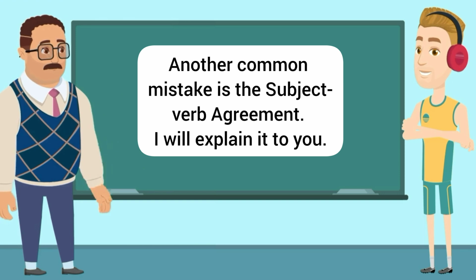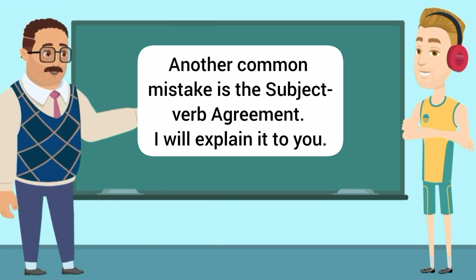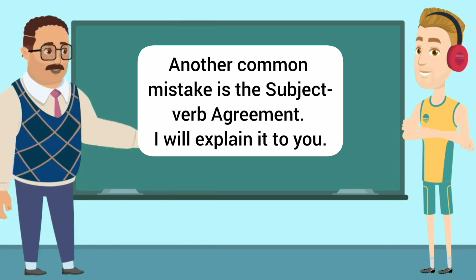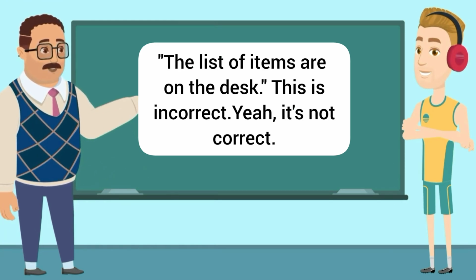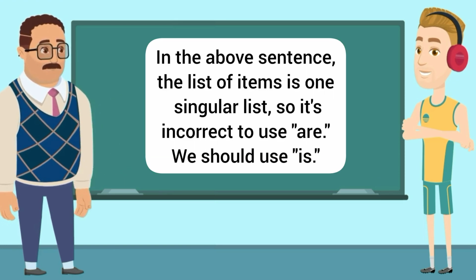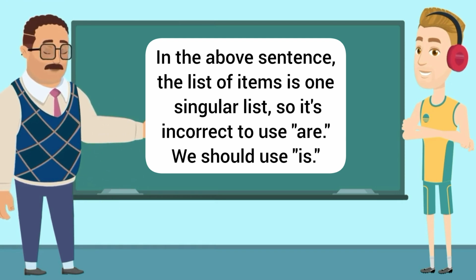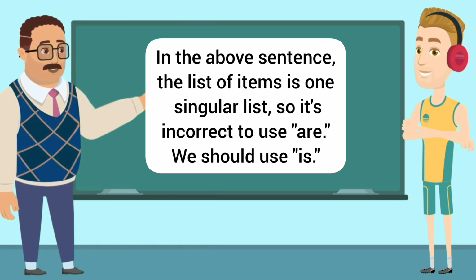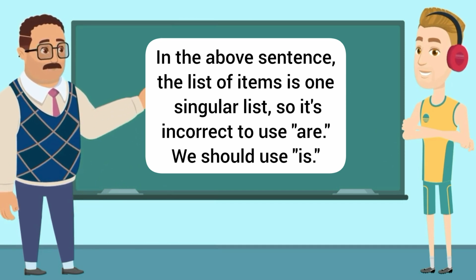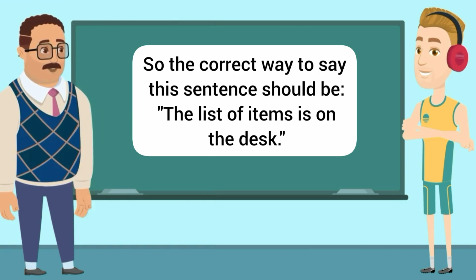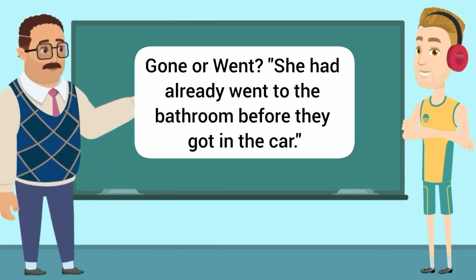Another common mistake is the subject-verb agreement. I will explain it to you. The list of items are on the desk. This is incorrect. In the above sentence, the list of items is one singular list, so it's incorrect to use are. We should use is. So the correct way to say this sentence should be, the list of items is on the desk.